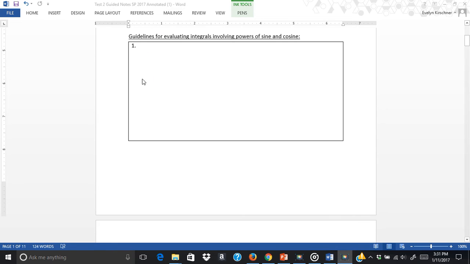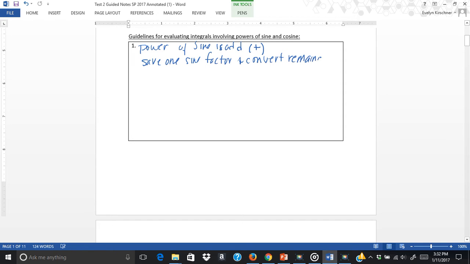In order to evaluate these integrals involving powers of sine and cosine, I need some guidelines. So when the power for the sine is odd, and remember, it always has to be positive, what we're going to do is save one sine factor and convert the remainder to cosines. And we'll expand and integrate.